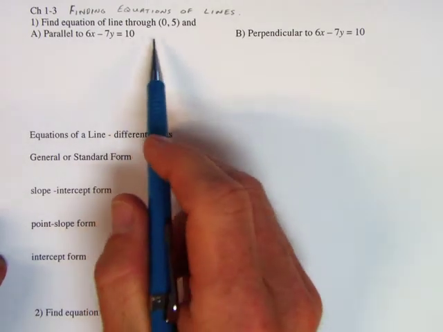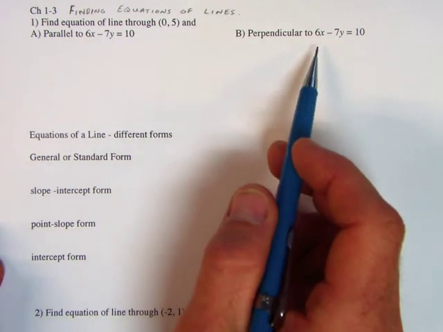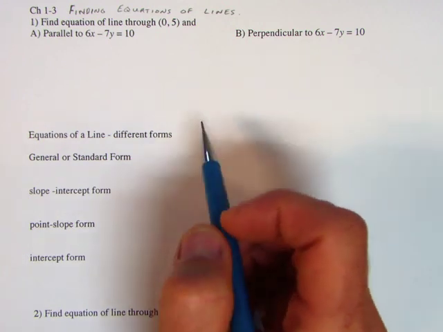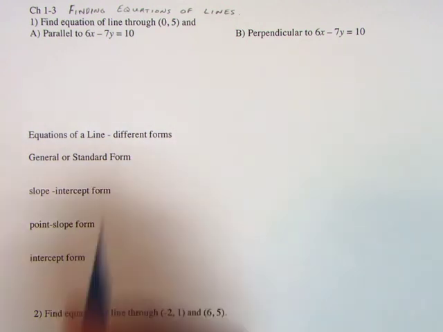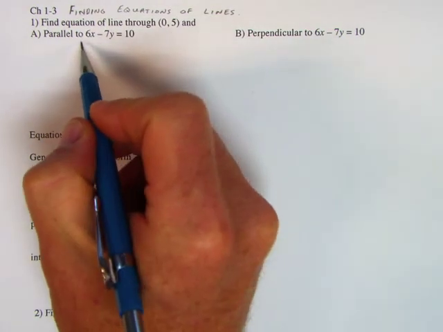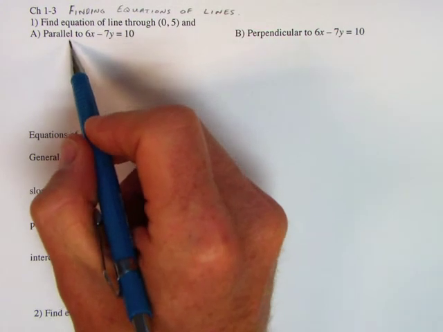Find the equation of a line through 0, 5 and parallel to 6x minus 7y equals 10, and then the same thing perpendicular. So I'm starting off with a pretty easy one here, relatively speaking. Let's see, how would we go about this? Remember what George Polya would tell us.